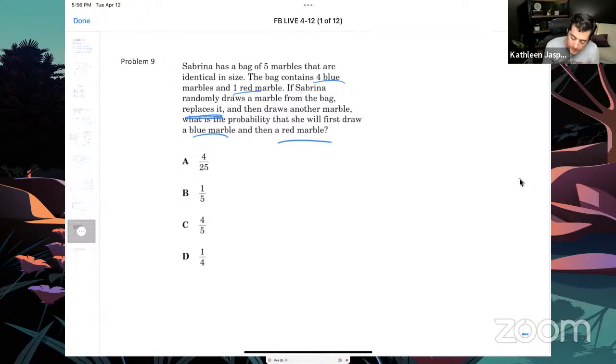So what we have to do is, how many blue marbles are there? There are 4 blue marbles out of how many possible? Since there are 5 total in the bag, our denominator is 5. When we make consecutive choices, whether it's picking from a bag, drawing a card, rolling a die, all these types of things, we are multiplying. So we multiply the next choice.